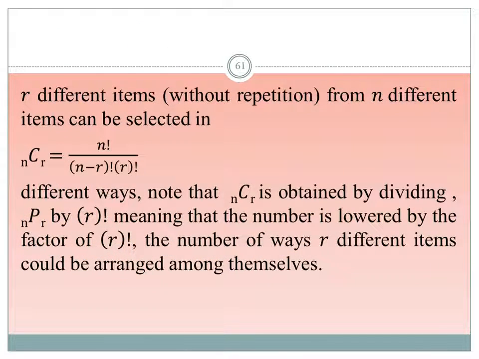In the general form, r different items without repetition from n different items can be selected in nCr ways. We define nCr as n factorial divided by n minus r factorial into r factorial. So nCr is obtained from nPr divided by r factorial, meaning the number is lowered by a factor of r factorial, the number of ways r different items could be arranged among themselves.